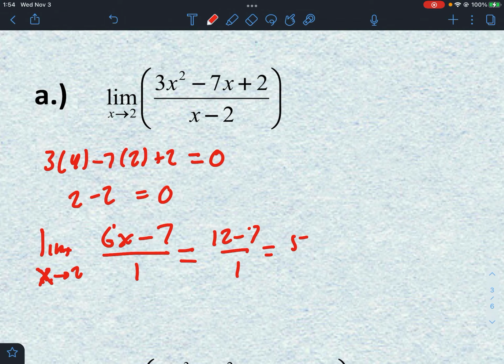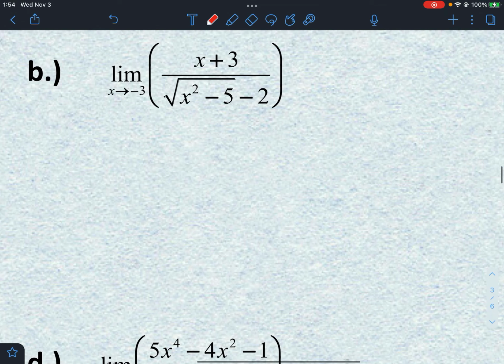And our limit is 5. And that's how L'Hopital's Rule works. Let's take a look at a couple more examples.